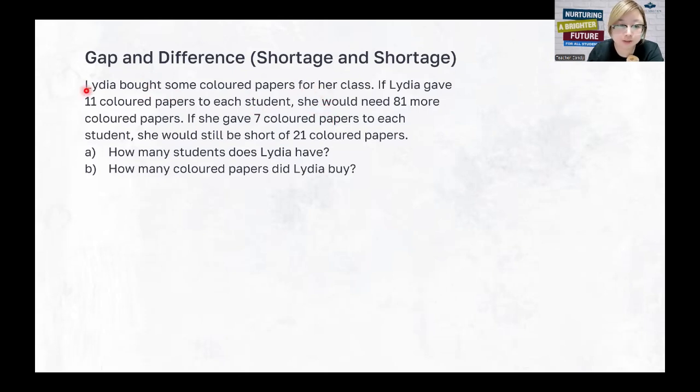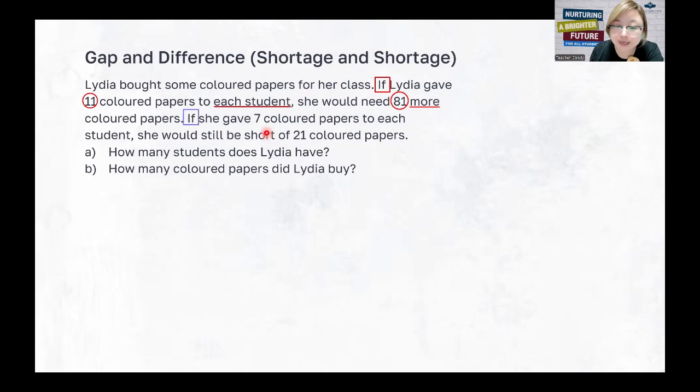So Lydia bought some colored papers for her class, and we have the first if here. If Lydia gave 11 colored papers to each student, she will need 81 more. So why does she need 81 more? Because she doesn't have enough. So she's short of 81 at this moment. Let's take a look at the second if.